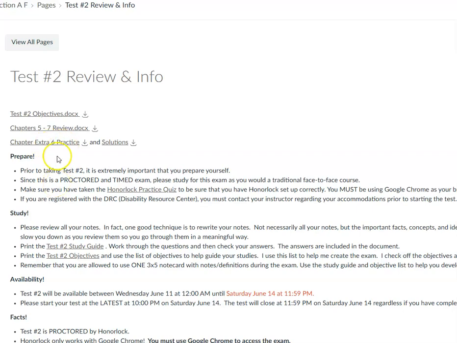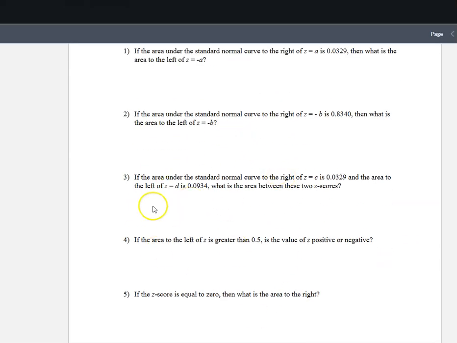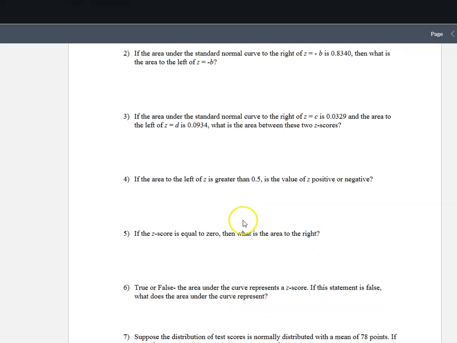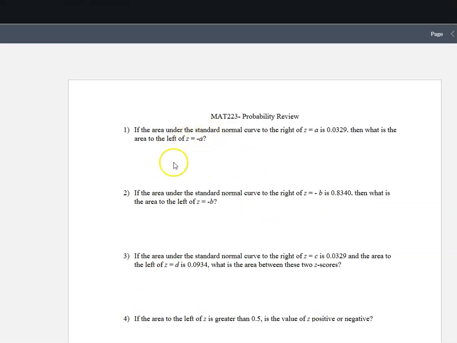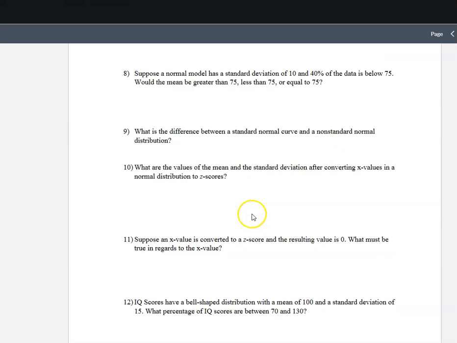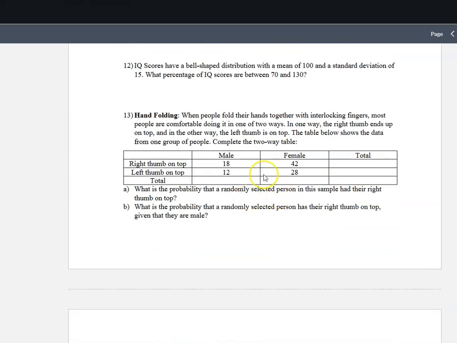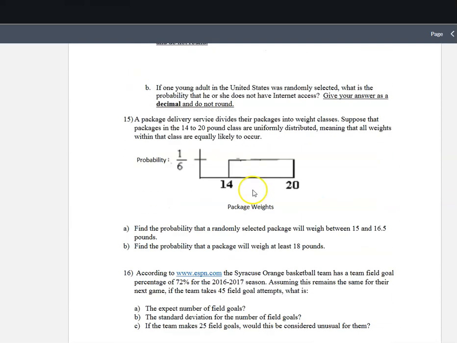So I wanted to just point out from this review, I'm not going to spend a lot of time going over it, but there are some really nice questions here that will help you get ready for the test. It talks about z-scores. Make sure you draw a picture for each one of these. I'll go over a couple of these in the other review that are similar. It also talks about probability using the chart. There will be a question on the test where there's a chart, and then we'll ask you to calculate some different probabilities.